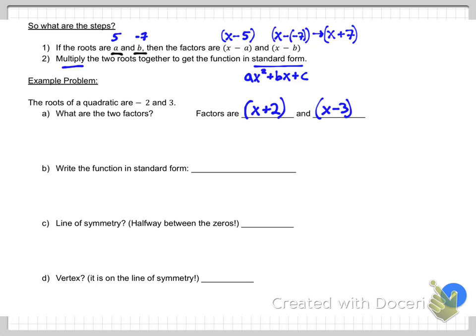What if I wanted to write it in standard form? Well, let's see real quick. The negative 2 goes with the plus 2, and the 3 goes with the minus 3.